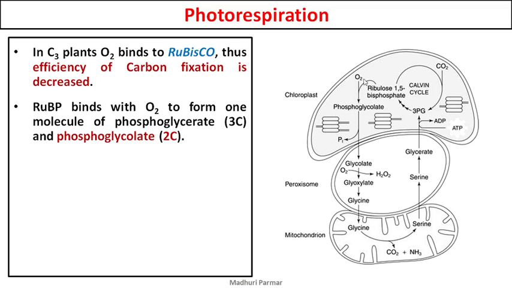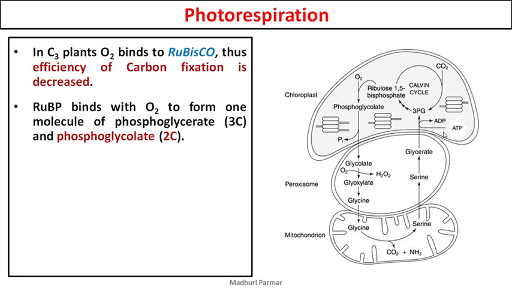You have oxygen. When oxygen binds to the ribulose 1,5-bisphosphate, it gives you one molecule of phosphoglycolate. The other molecule, which is phosphoglycerate, can go ahead and do the Calvin cycle. Now this phosphoglycolate, which is a two carbon compound, will have its phosphate group removed in the chloroplast, and this will be transferred to the peroxisome.